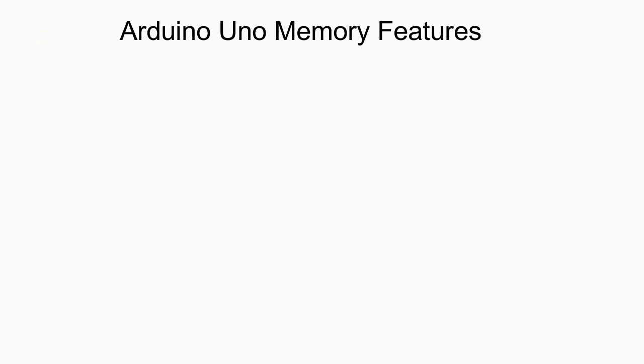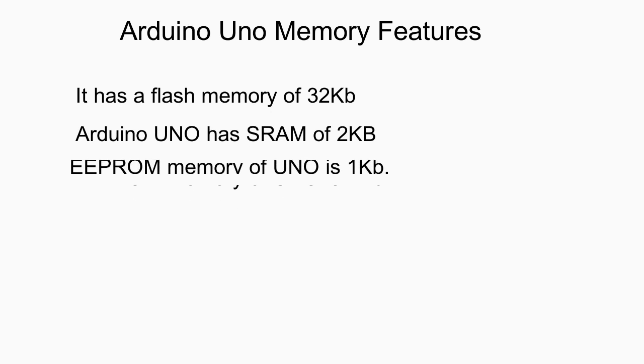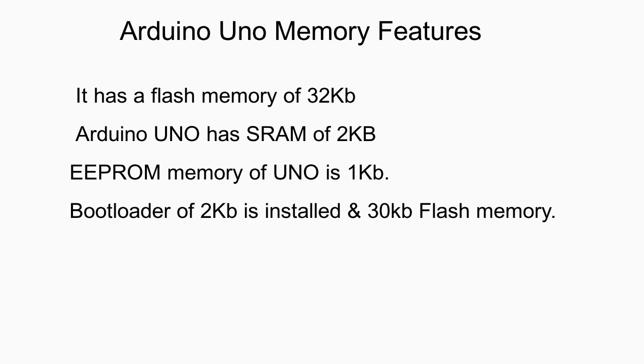Now let us have a look at Arduino memory features. It has a flash memory of 32 kilobytes. Arduino Uno has a SRAM of 2 kilobytes. EEPROM memory of Uno is 1 kilobyte and bootloader of 2 kilobytes is installed, so it is left with flash memory of 30 kilobytes.